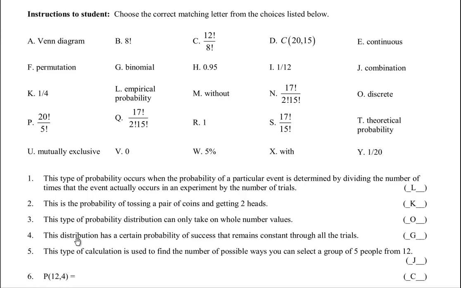For number 4, this distribution has a certain probability of success that remains constant through all the trials. And the answer is G, that's a binomial. For a binomial probability model, the probability of a success remains constant all the way through because you're sampling with replacement. The hypergeometric is the one where you're sampling without replacement, so the probability of success changes from trial to trial.